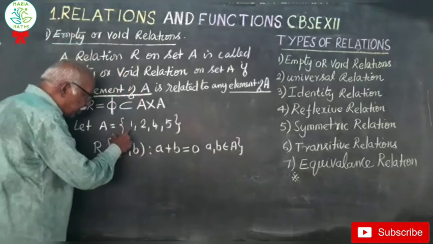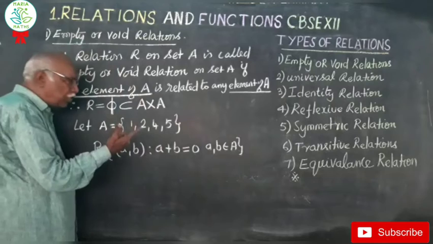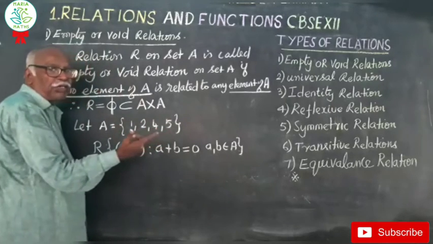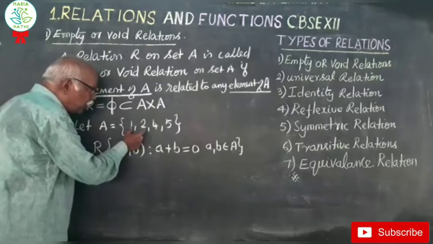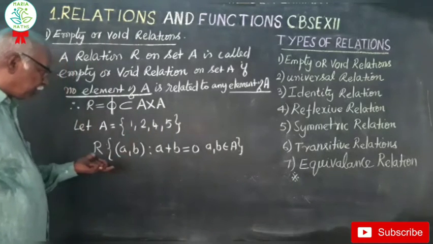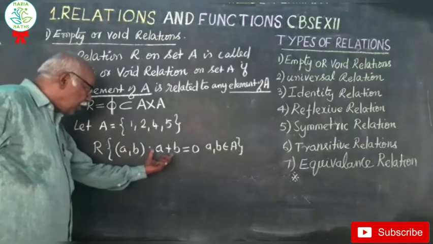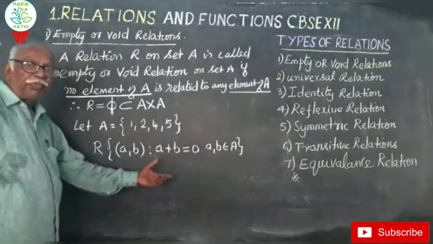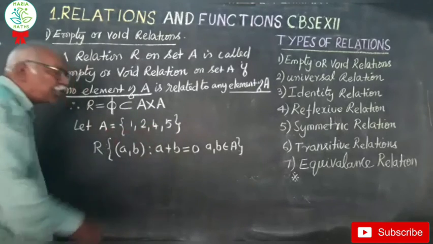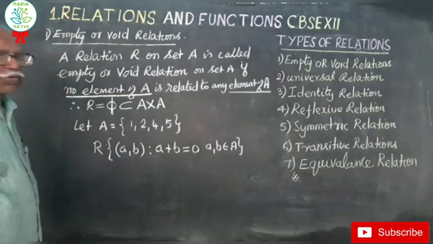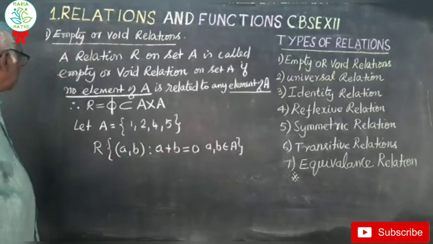Adding 1 plus 1 is not equal to 0, 2 plus 2 not equal to 0, 4 plus 4 not equal to 0, 5 plus 5 not equal to 0, 1 plus 2, 2 plus 4, 4 plus 5. So, for any possible ordered pair, a plus b will not be equal to 0. Therefore, it is an empty relation. No ordered pair will satisfy this relation. Therefore, this relation is known as an empty relation.